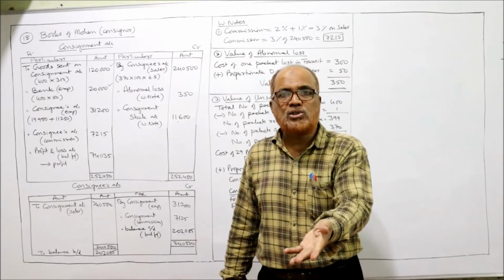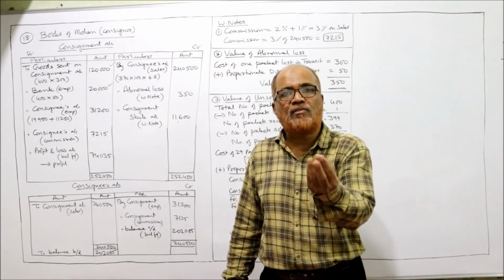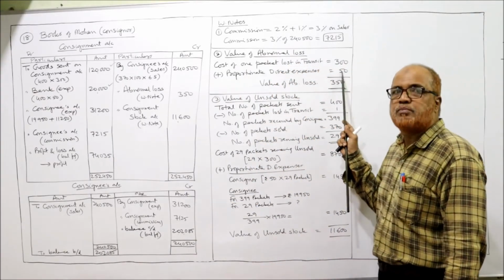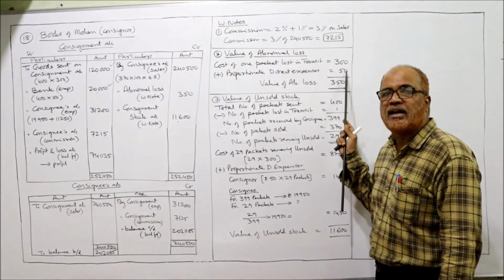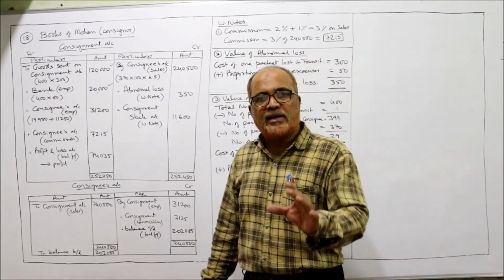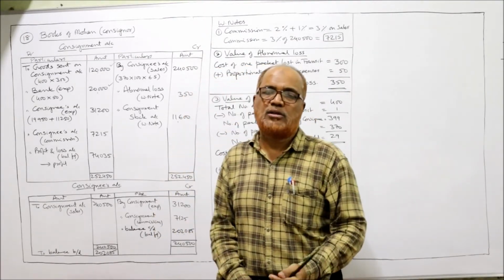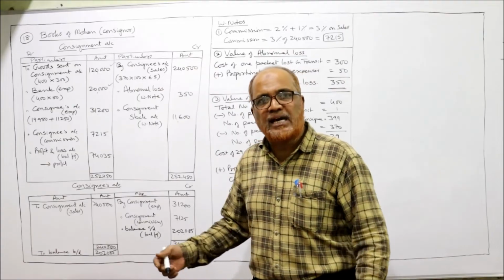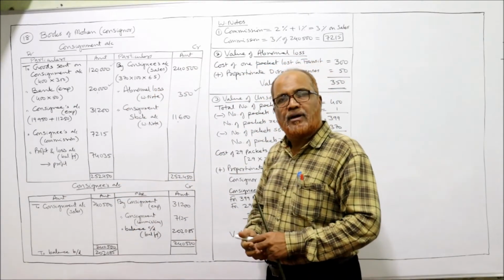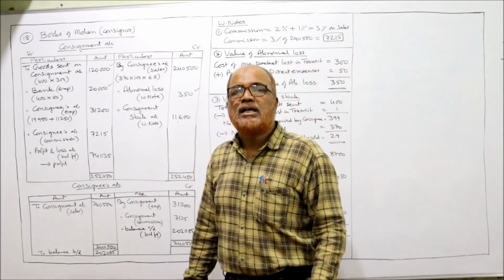So one packet is lost. Per packet, how much is the expenditure? 50 rupees. So we add 50 rupees, the proportionate direct expense per packet, expenditure incurred by the consignor. So 350 rupees is the value of abnormal loss. What is the entry? Abnormal loss account debit to consignment account. So consignment credit side by abnormal loss 350. Right? Now sale. Now how many packets are sold?